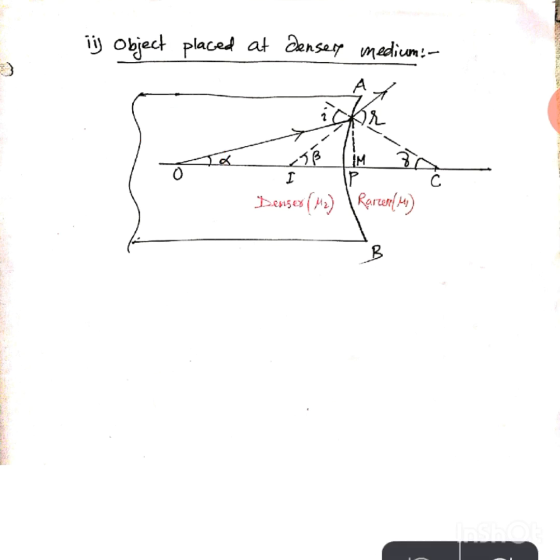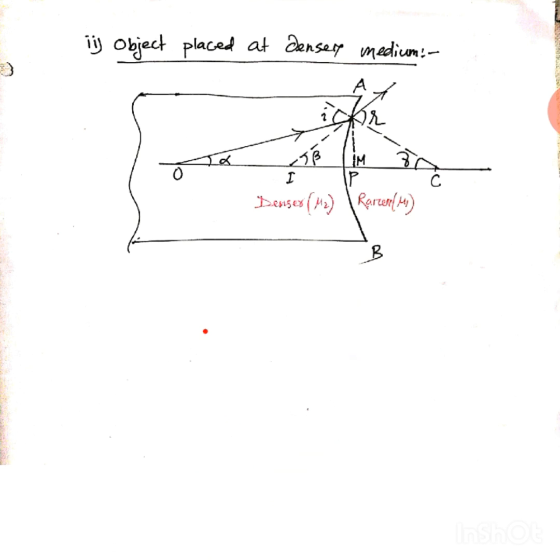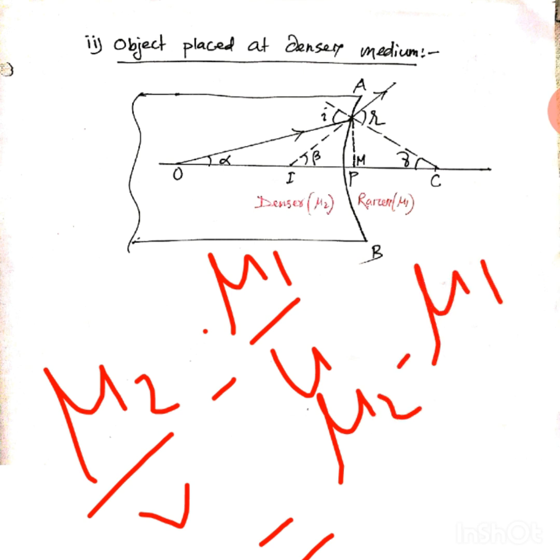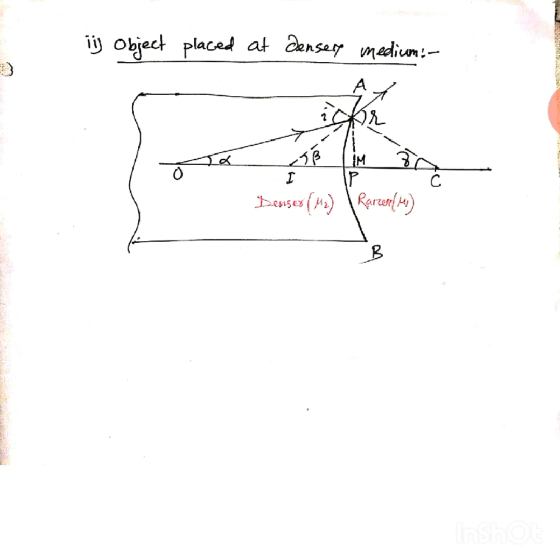And this you have to do as homework. There are 5 homeworks. So you have to find out the relation mu2 by v minus mu1 by u is equal to (mu2 minus mu1) by r. Mind it, you have to use the sign convention very carefully.